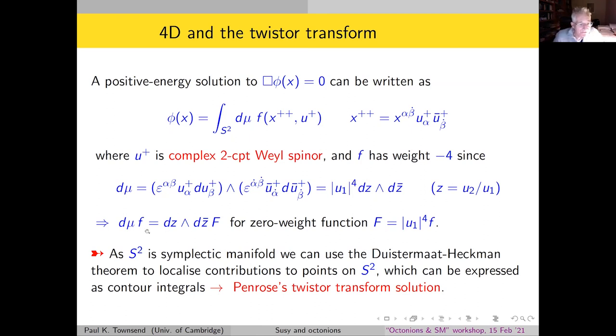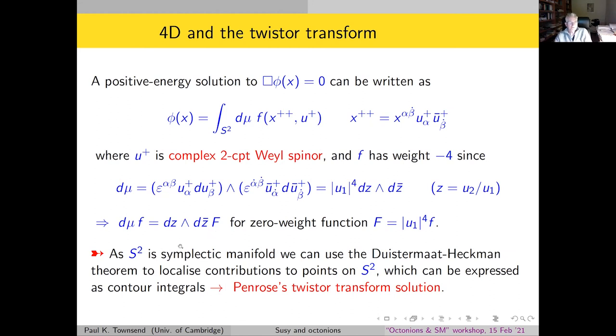Then this measure is simply a measure on the Riemann sphere times something which has zero weight, because I've absorbed this into the definition here of z. Sorry, this gets absorbed into the little f. So I get a capital F, which now has zero weight. So now you have basically this integral over the Riemann sphere of something which has zero weight.